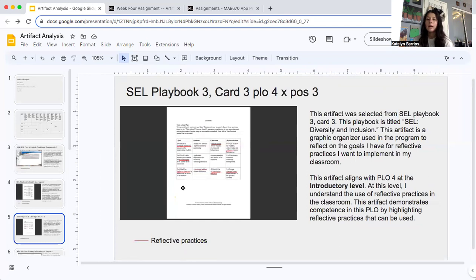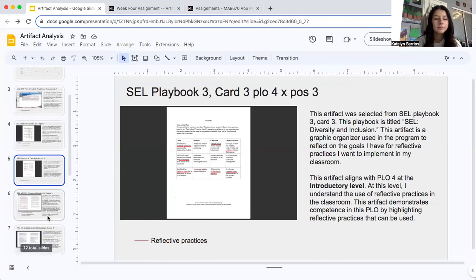So I reflected on the goal that I would want to implement into my classroom. At the introductory level, I understand the use of reflective practices in the classroom, and therefore this artifact demonstrates the competence in this PLO by highlighting some reflective practices that I plan to use.